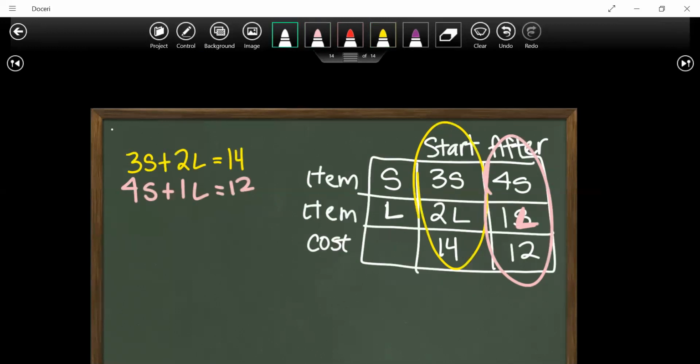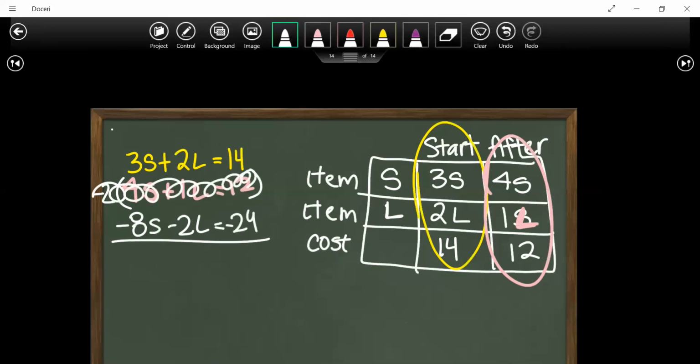Which ones do I want to get rid of? The S's or L's? L's, right? It's easier to do. Multiply the bottom by what? -2. Get -8S minus 2L is equal to -24. I'm going to get rid of this middle one. Then what do we do? Add them up. Our S's column is going to give me -5S. My L column is going to go away. I'm going to be left with -10 on that side. S will be equal to 2. So how much does a small plate cost? $2, baby, $2.